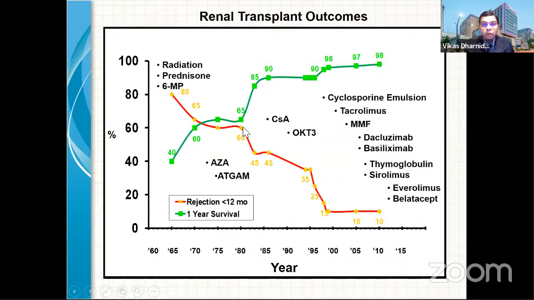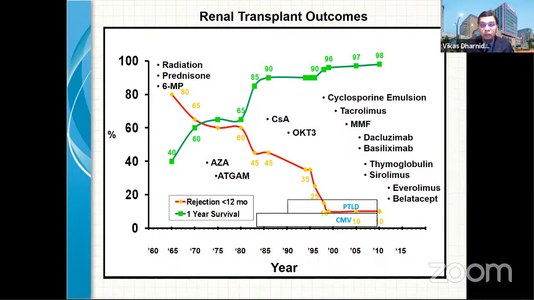And then cyclosporin was introduced, and that helped make a big jump by about 25, 30 points, got the graft survival up to the 90% range, and first year acute rejection rate down to 45. Other drugs, the monoclonal antibodies, OKT3, tacrolimus, mycophenolate, the various other antibodies, all of these were introduced and then took the first year allograft survival up to 98%.